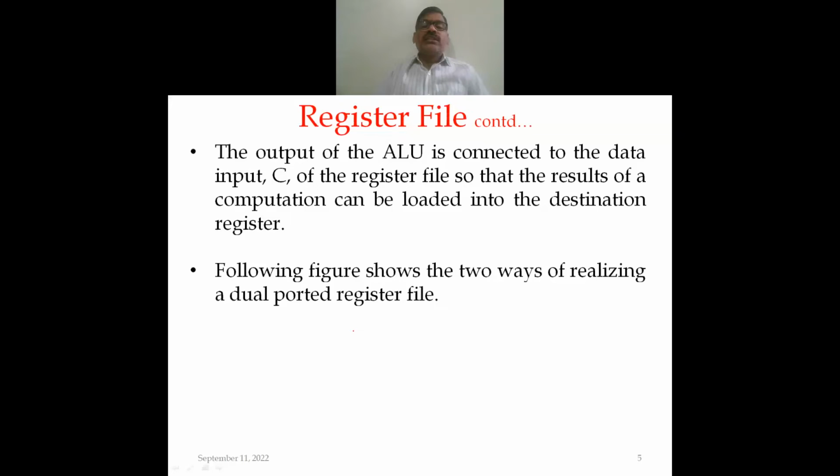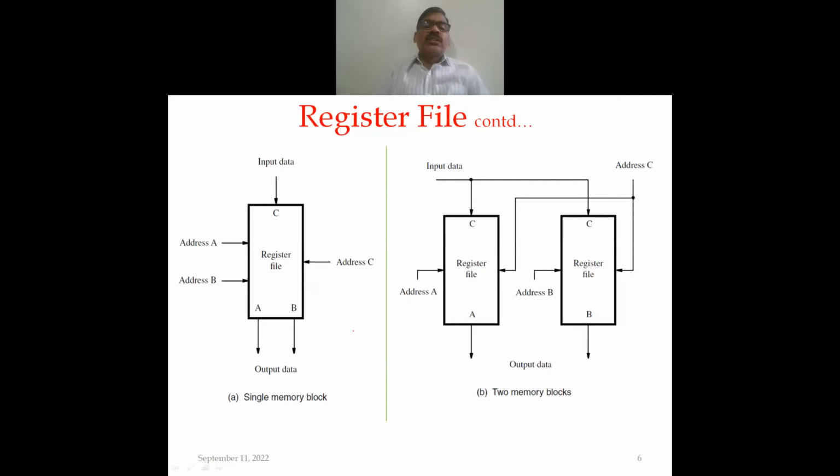The output of the ALU is connected to the data input C of the register file so that the result of a computation can be loaded into the destination register. Now you can see that the following figure shows two important ways of realizing the dual ported register file. The first method is the single memory block method.